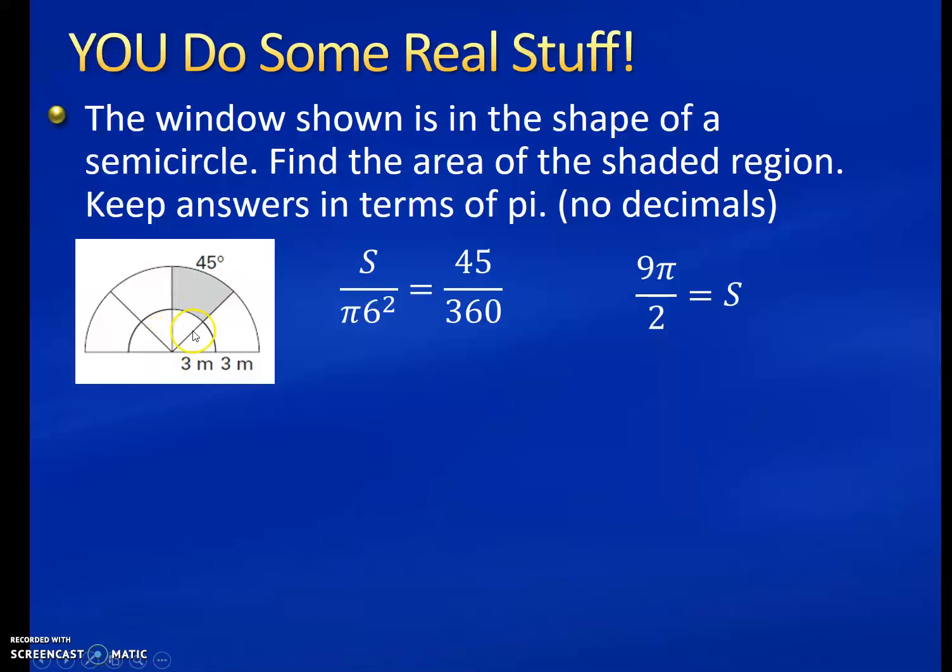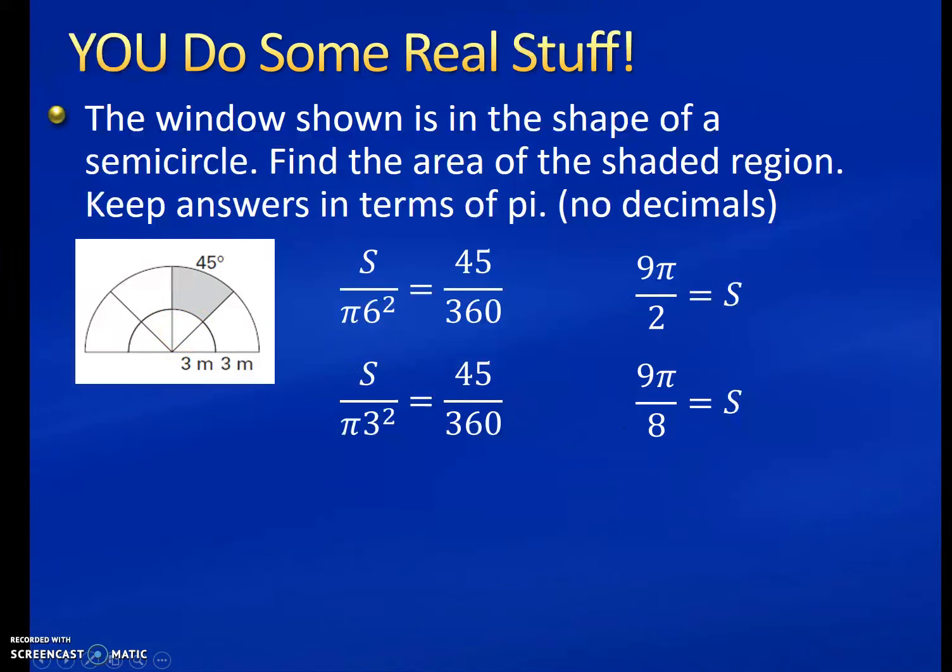And so now we're going to have to go through and find this little unshaded piece. So we're going to use the smaller circle for that one. So I'm going to do S over pi 3 squared equals 45 over 360, and I end with 9 pi over 8. Okay, so that's this little portion right here. Okay, it's not just getting cut in half, so keep that in mind.